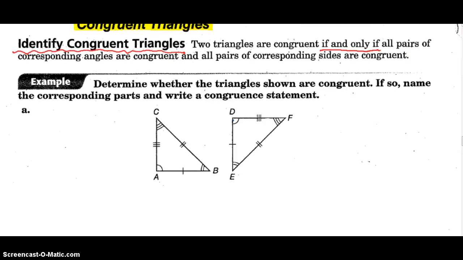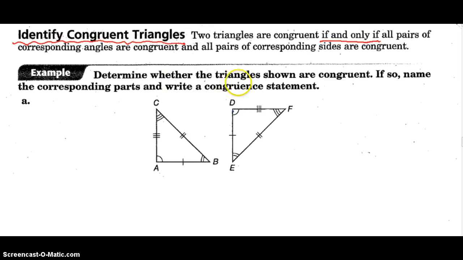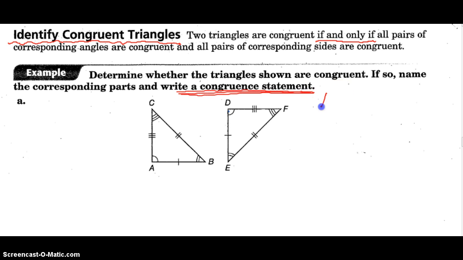So for this first example, it says determine whether the triangles shown are congruent. If so, name the corresponding parts and write a congruency statement. A congruency statement is triangle so and so is congruent to triangle such and such. So we need to look at our information we've been given before we can state our congruency statement.